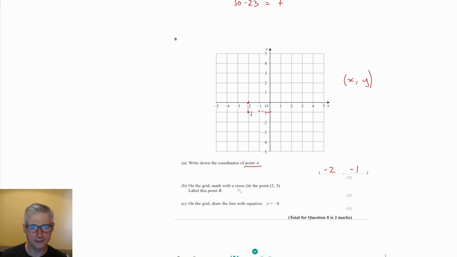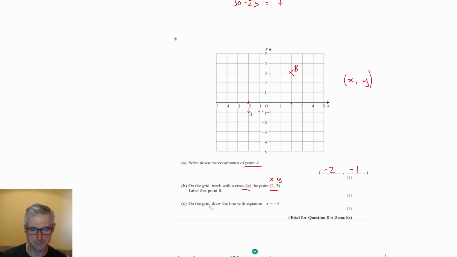For part B, we've got to now mark a cross on the grid with this coordinate, which is 2, 3. Again, the first number is the X value, and the second number is the Y value. So we need to go across to 2 for the X, and then go up to 3 for the Y. That's going to put us there for our point B, and we've got to label it B as well.